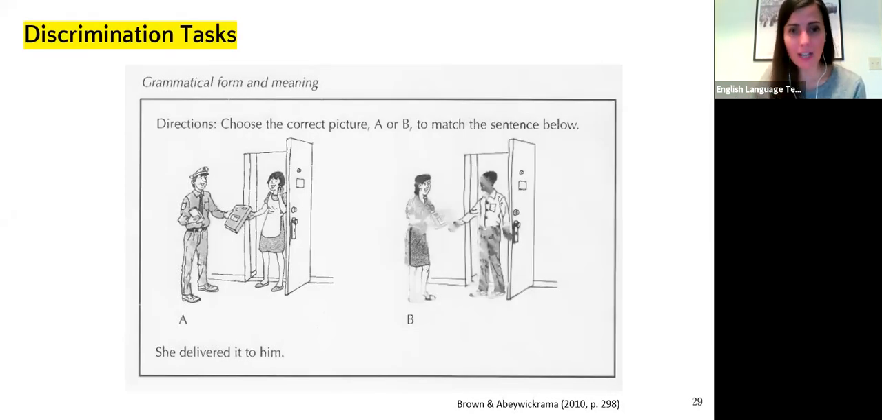There are some types of discrimination tasks. This is one example from the Brown and Abeywickrama chapter, in which the response could be either language or non-language, and I like that too, just to have a variety and add some spice to the test as well, right? And of course, it can also help younger, less proficient learners. Especially when you're trying to discriminate between very similar sentences or structures or grammatical forms, in this case, the pronouns, right? So which one would you choose to deliver it to him? Is it A or B?